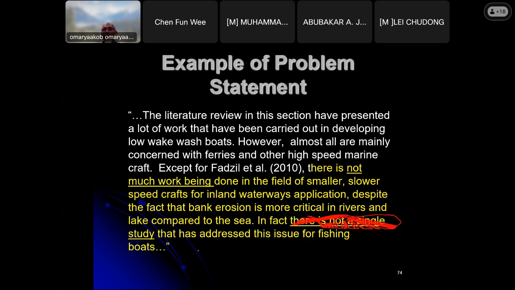So the author is very, very brave, yeah? It's not brave, it's confident. Very confident that there is no study in this. So that's why he wants to do it. You can already predict what his purpose is. The purpose statement is: the purpose of this work is to look into fishing boat wash. So it's all related to that.